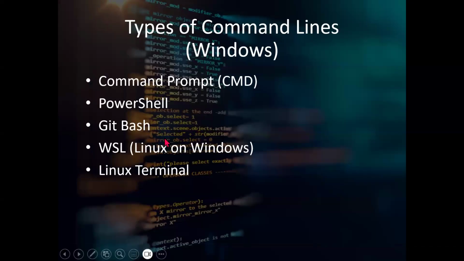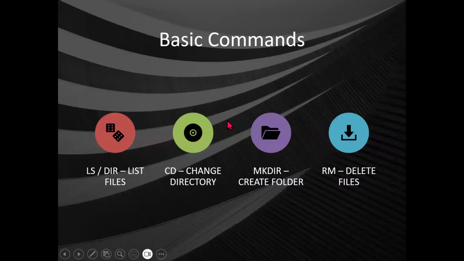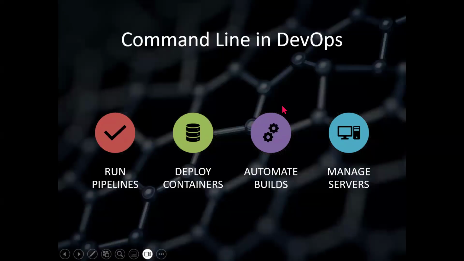So these are the common terminals that we are going to be using in the course of our program. Okay, we have PowerShell, Git Bash, WSL, Linux on Windows, and we have Linux terminal. But we're going to work mostly with Git Bash and WSL. There are a lot of other terminals we're going to use, right? Basic commands, okay, you have like ls, change directory, make directory, remove files. Don't worry about this. We'll talk about that in the next video.